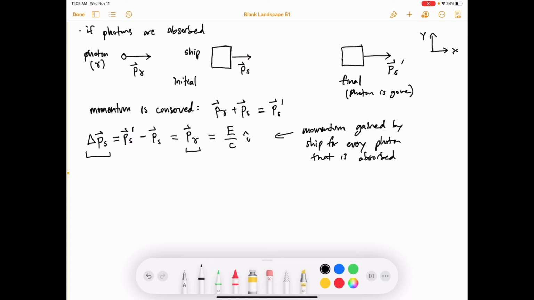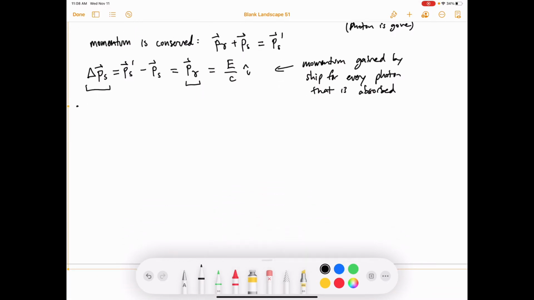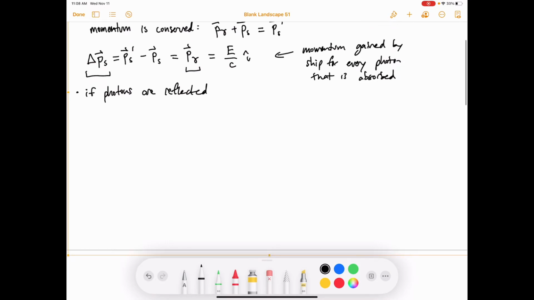Okay? Now let's look at the case where the photons are reflected. So this is what it looks like when we have photons being reflected off the ship. So in the initial state, we have a photon coming towards the ship with momentum P gamma, and then the ship moving forward with momentum PS, okay?